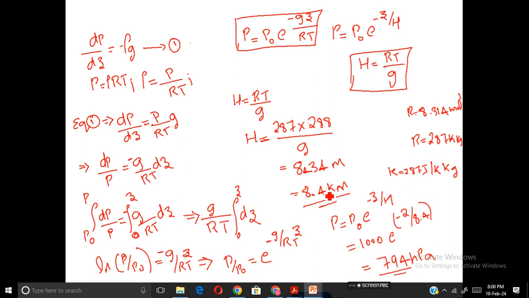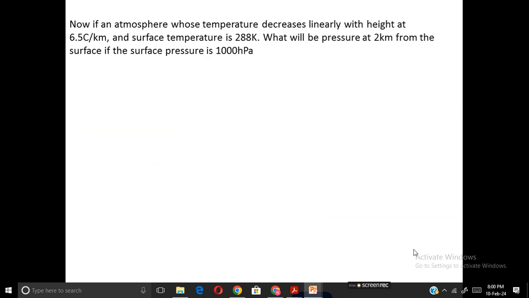And after substituting the value of H in this equation, we got the pressure to be 794, 780, whatever it is, we just calculate and write the value. So that much pressure we got. So this is the pressure of the atmosphere at a height of 2 kilometers. I think it is clear.